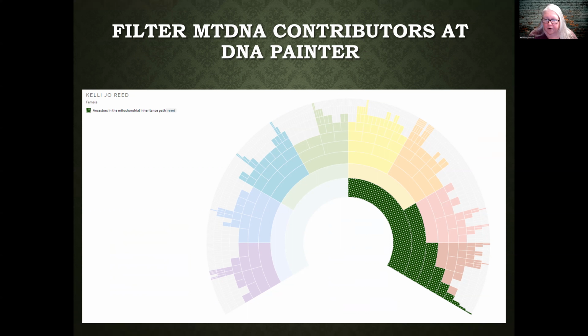If you just hover over, if this were live, you'd be able to see it. But if you hover over any of those that are kind of green polka dot, you will see my mom, my grandmother, my great-grandmother, and so on. And you'll see all those women on that lower part of the chart in the fan chart.